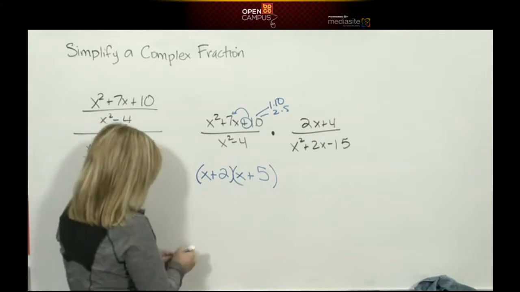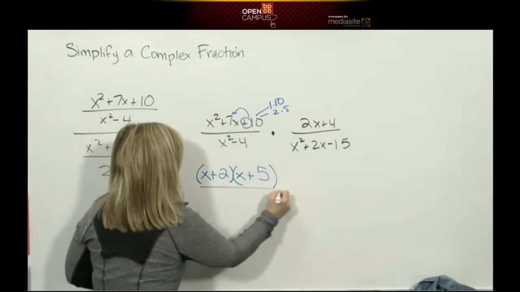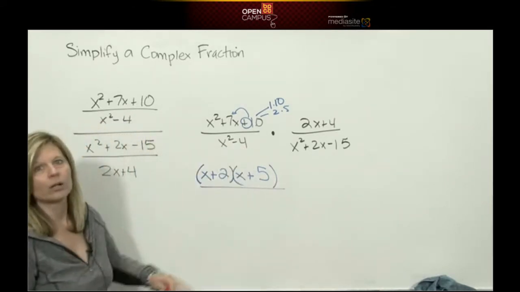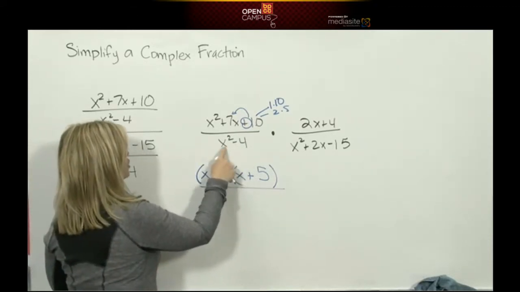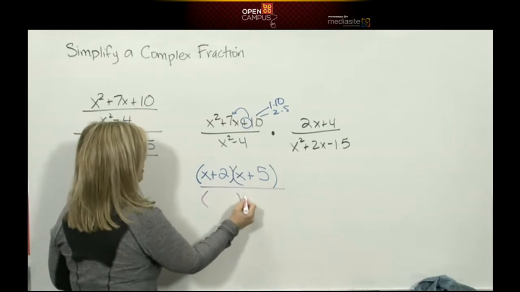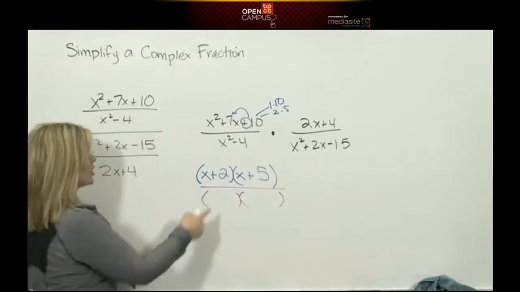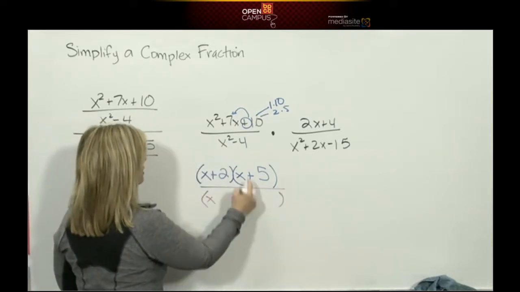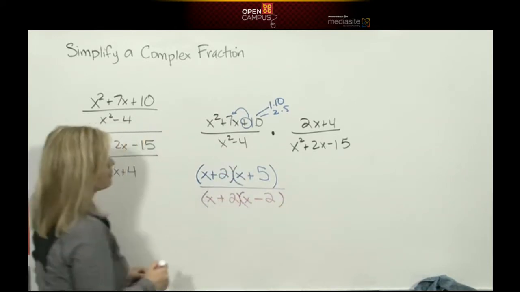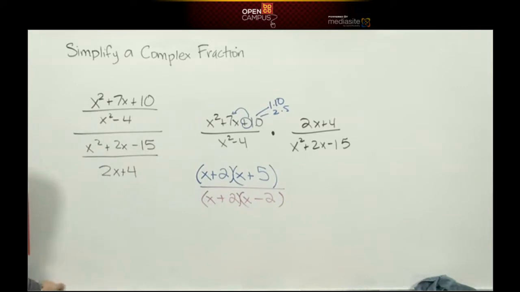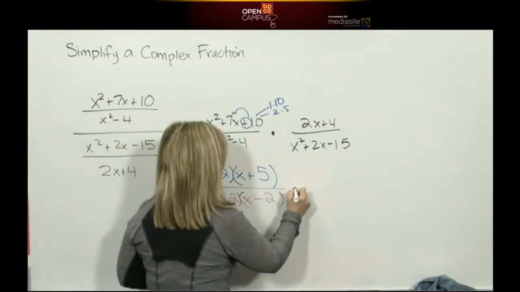All right, let's go to the denominator. The denominator is x squared minus 4. Do you have a GCF? Nope. That is a difference of perfect squares. So I'll put my two parentheses and write my conjugates. X squared is x times x. 4 is 2 times 2. One gets a plus, one gets a minus. Beautiful. Go to the next fraction.